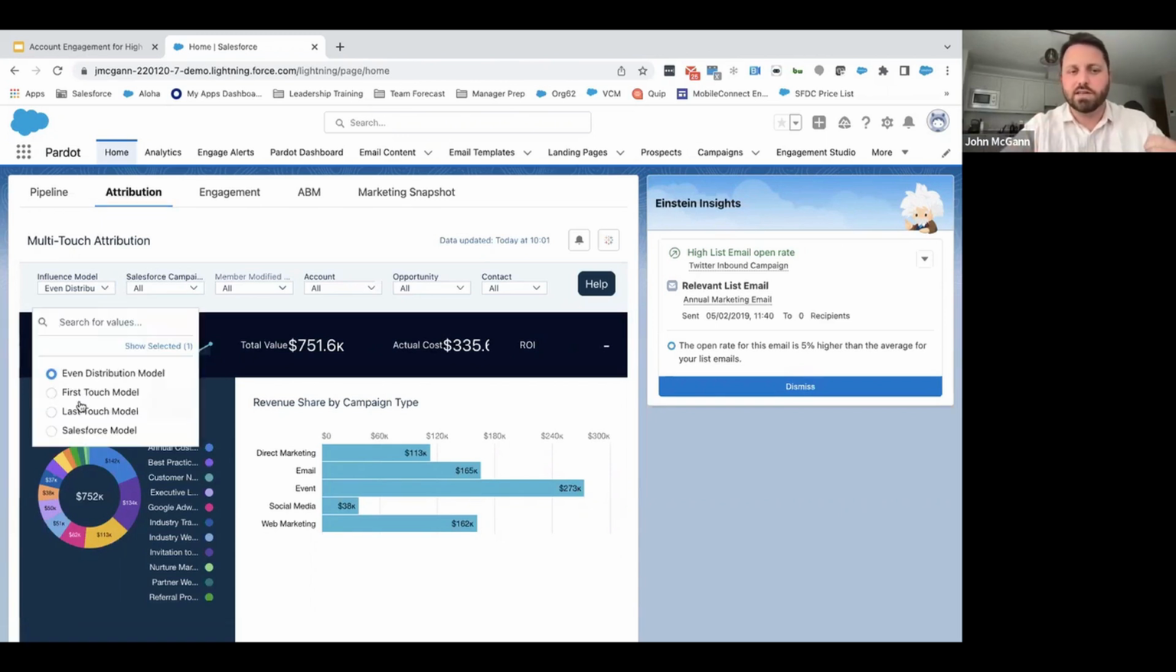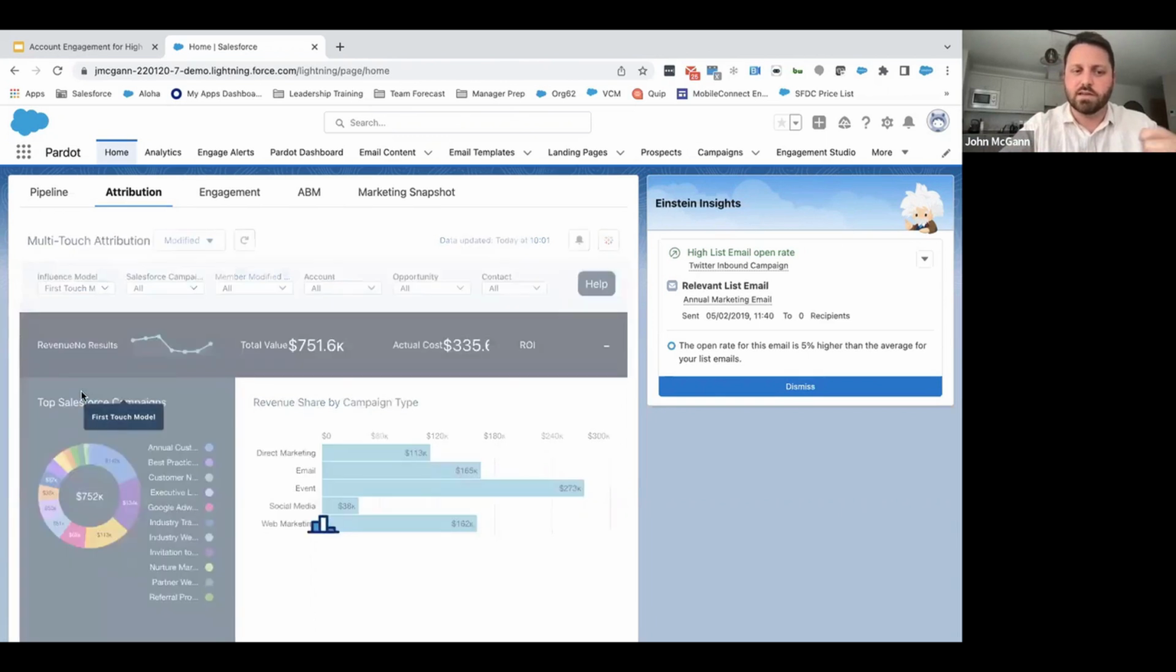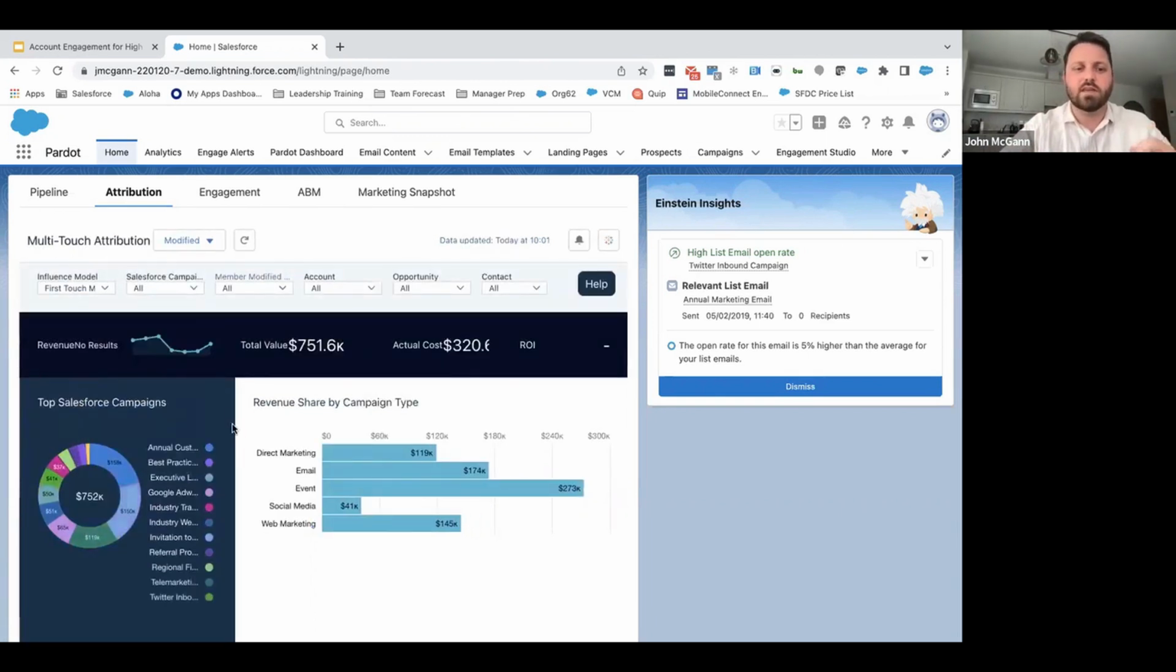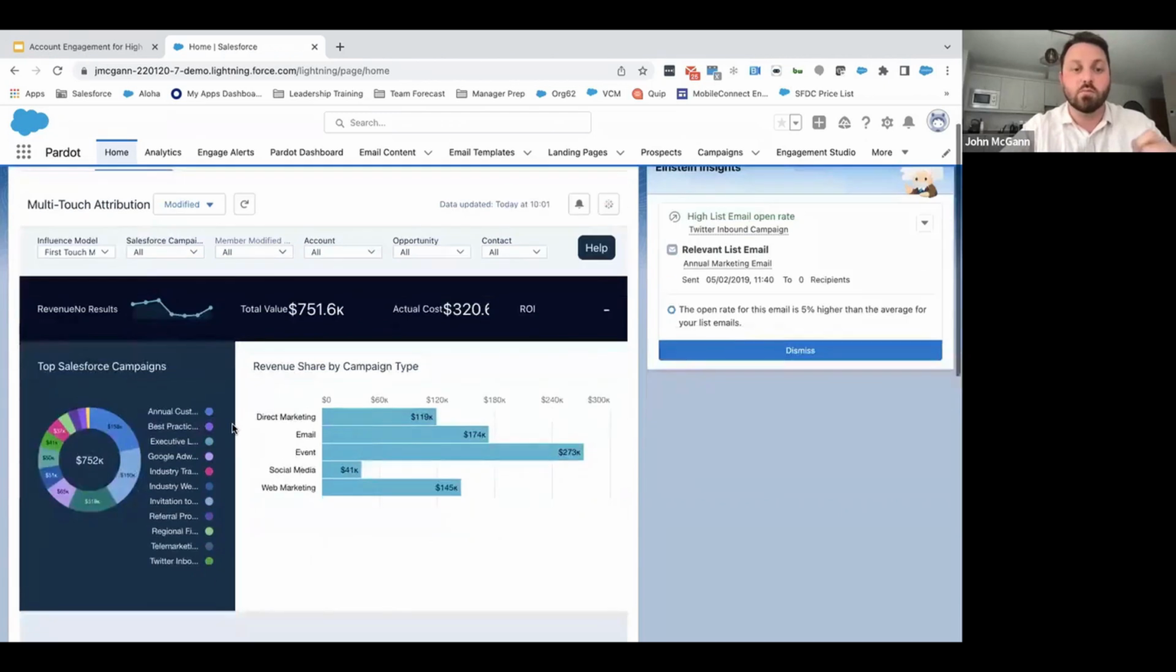But we can also drill in and start to look at different modeling, right? So we can look at a first touch model. So again, if we think about how we fill the top of the funnel with more leads, we can start to understand what campaigns are the best at helping us drive revenue for the business from a first touch perspective. So these are the campaigns that help us source the best quality leads right at the top of the funnel, because ultimately they go through to revenue.